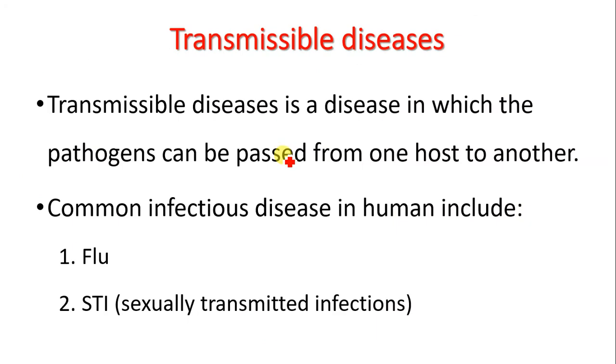Now, transmissible diseases. A transmissible disease is a disease in which the pathogen can be passed from one host to another. Common infectious diseases in humans include things like flu. Sexually transmitted diseases can also be passed on from one host to another.